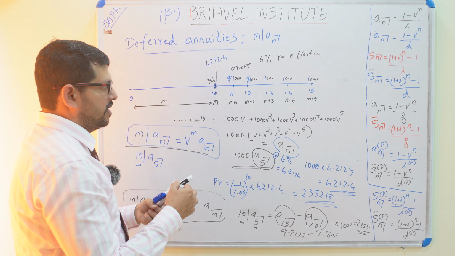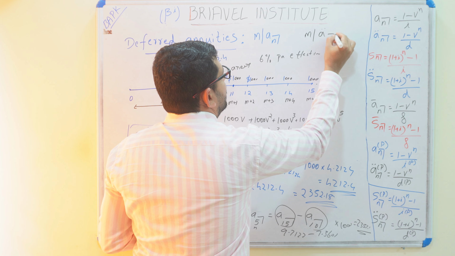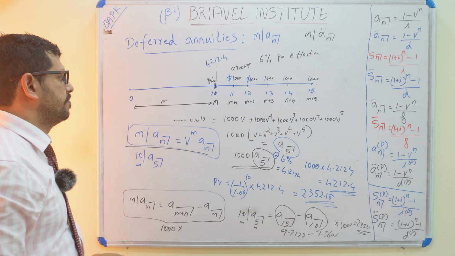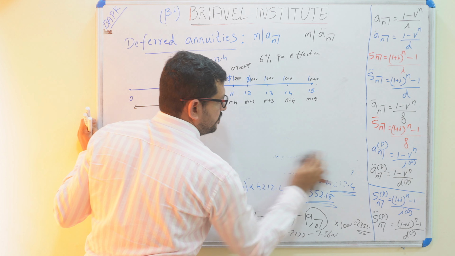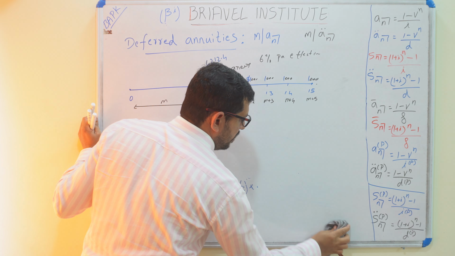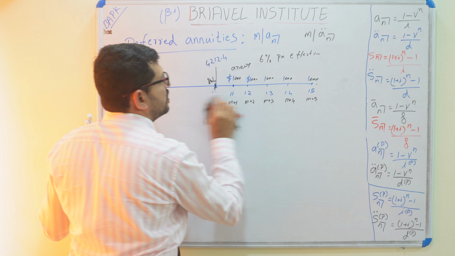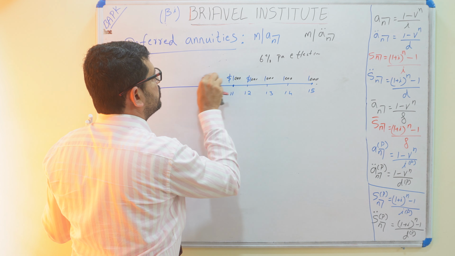One more term is there. We can study m bar a double-dot n. How will this formula come? We can take an example. 1000 is paid, only 1000 we can take as the example, at the rate of 6% only.